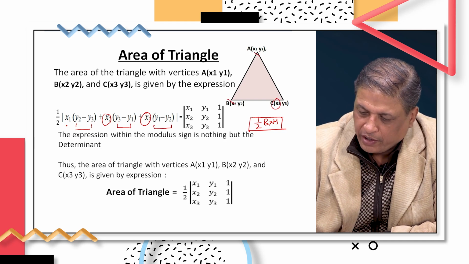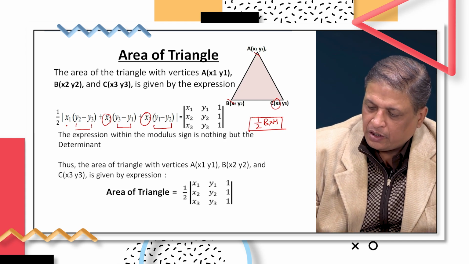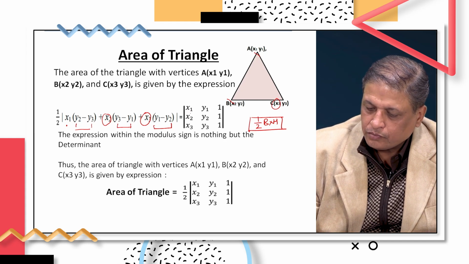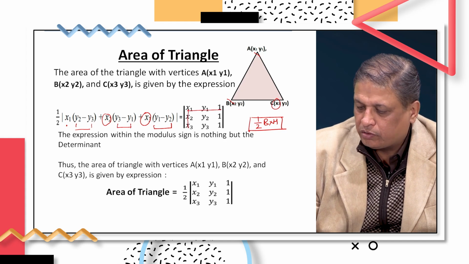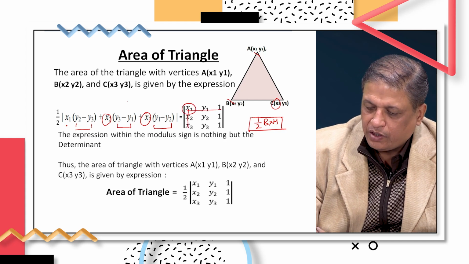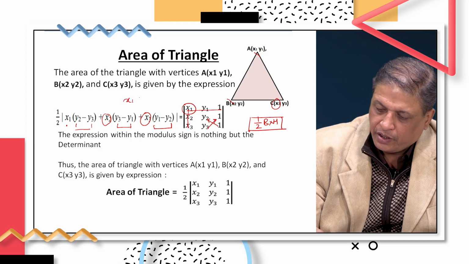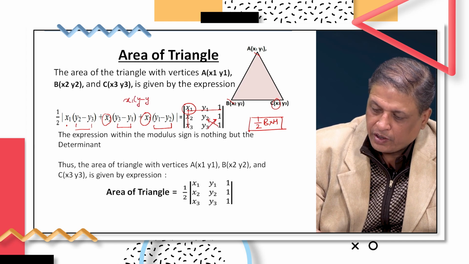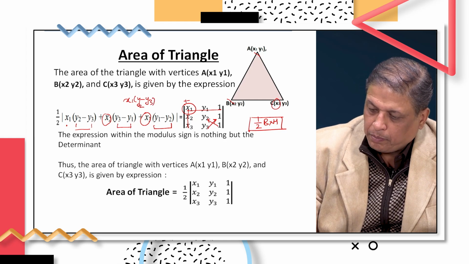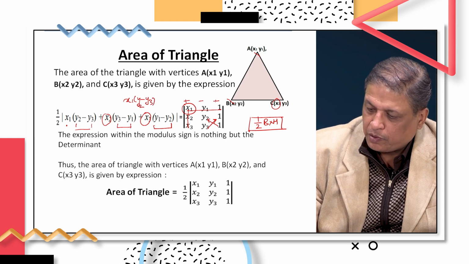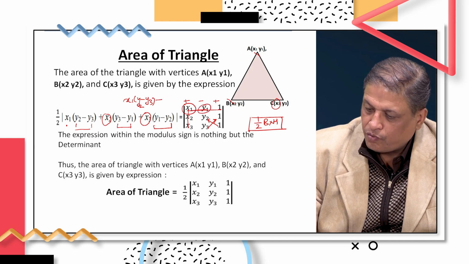Now if we look into this, this is nothing but the determinant of the points. If we solve the determinant, the value is x1 into y2 minus y3. If we apply the same concept, plus minus plus, then the next value will be equal to minus of this y1.